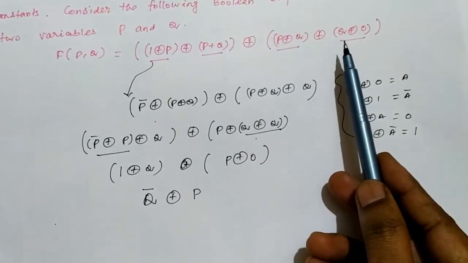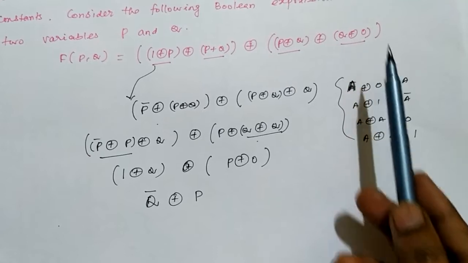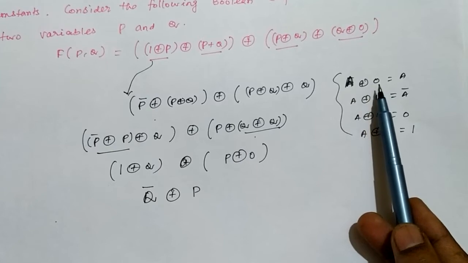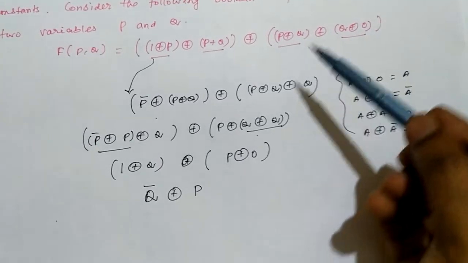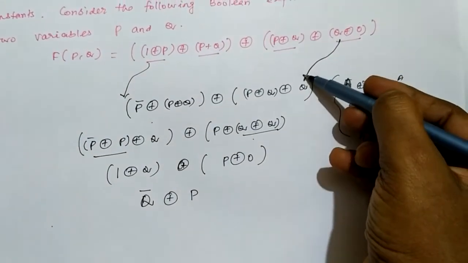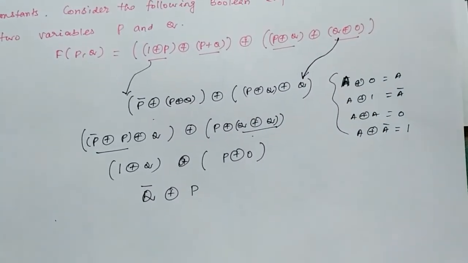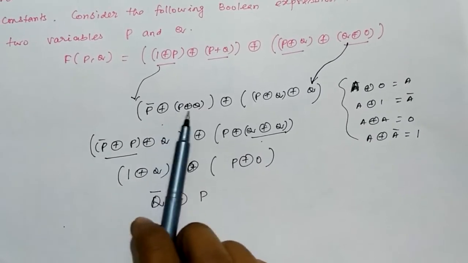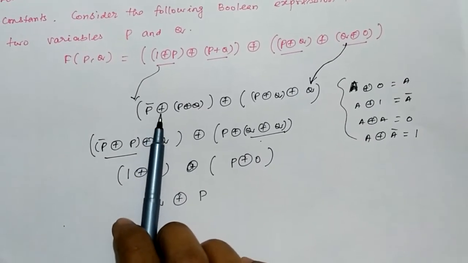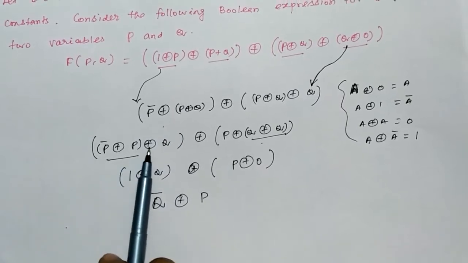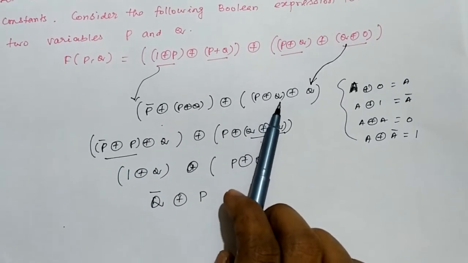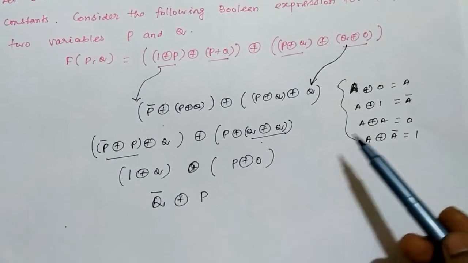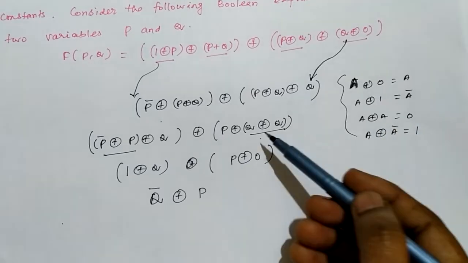Now here the last one, Q XOR with 0. So any variable XOR with 0, the result is that variable. So this results in Q, right? Now again, XOR has the property of being commutative, so we can interchange. So this B XOR with B we can combine together, and this Q XOR with Q we can combine. So the same variable XOR operation is 0. So this results in 0.